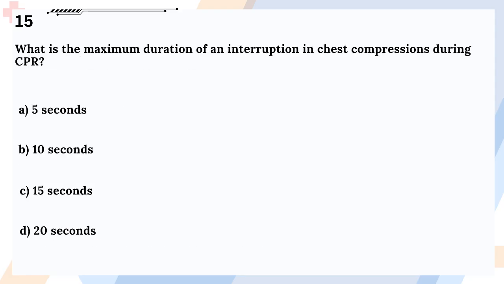Question 15. What is the maximum duration of an interruption in chest compressions during CPR? A. 5 seconds. B. 10 seconds. C. 15 seconds. D. 20 seconds.